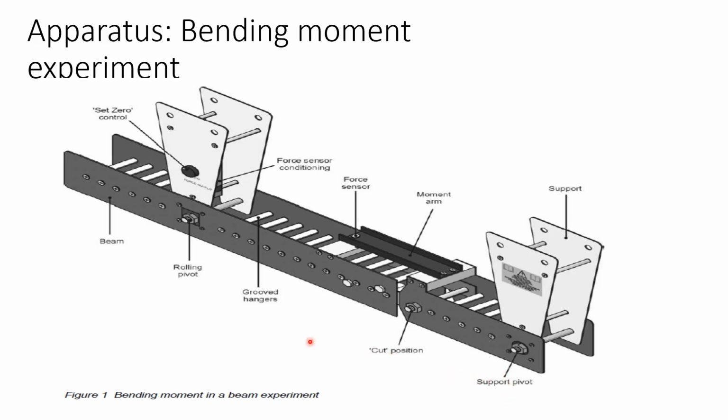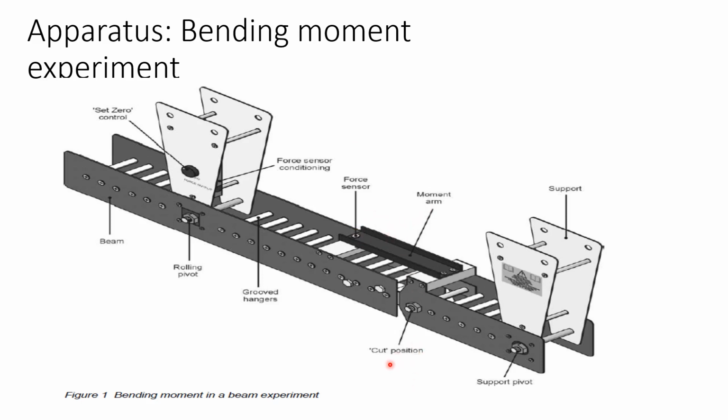So you can see here a grooved hanger. This is an important section in this beam to apply the loads. We will hang the loads on these hanger spots. So grooved hangers are here, and the set zero control. This button is used to zero the digital force display, which is actually connected on the experimental setup in the lab. So this is the force sensor, and this is the moment arm.